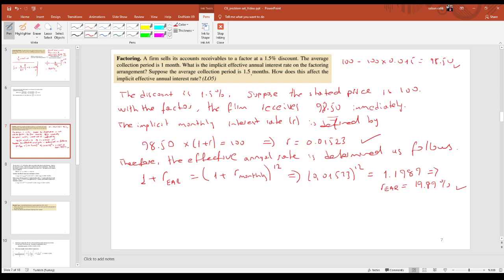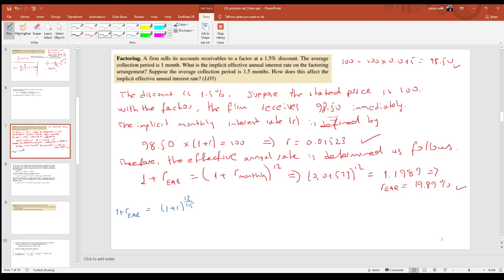All right. So the second part of the problem here, suppose the average collection period is not 1 month, but 1.5 months. So how does this affect it? Let me show you here again. 1 plus R, the effective annual rate. Now this will be equal to 1 plus R to the power of 12 divided by 1.5.